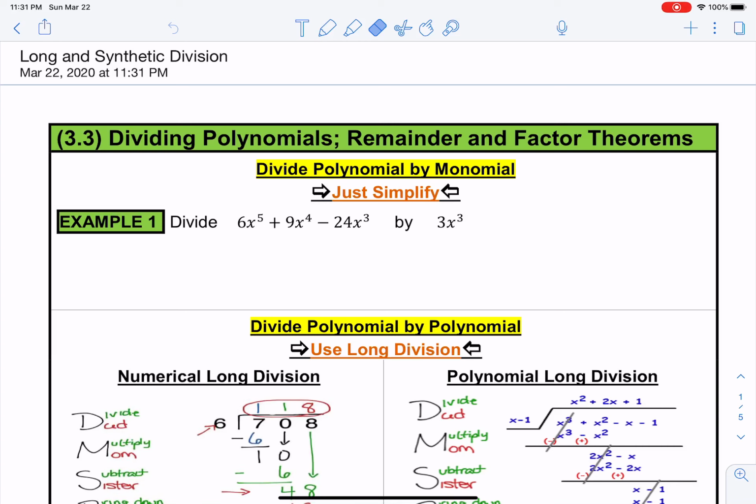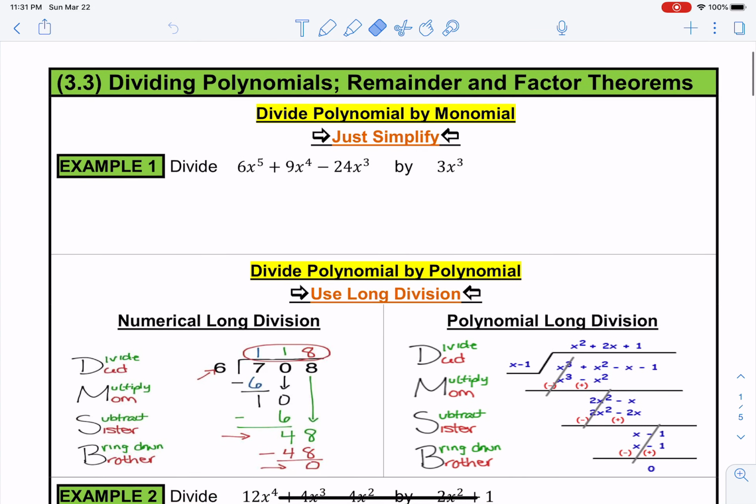So this video is on dividing polynomials. The very first example is straightforward. We have 6x raised to 5 plus 9x raised to 4 minus 24x cubed, and we'd like to divide it by 3x cubed.